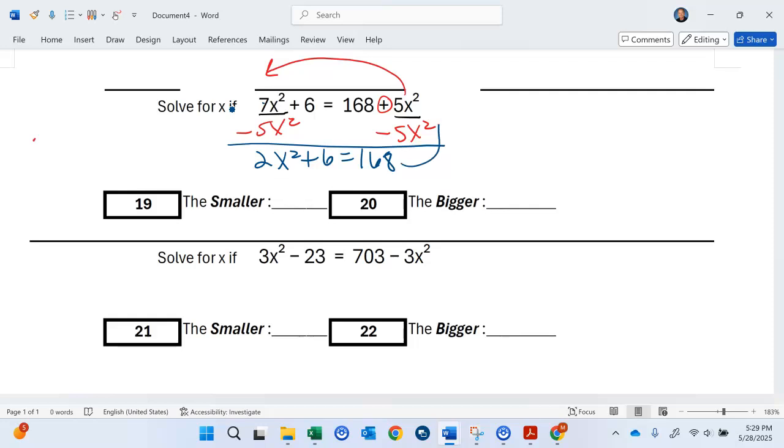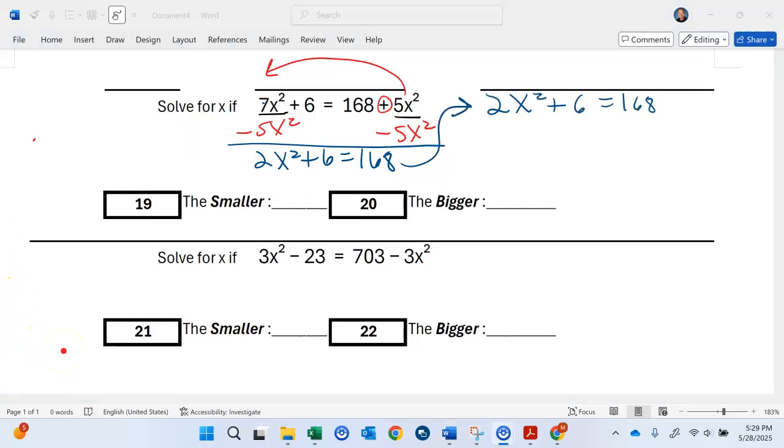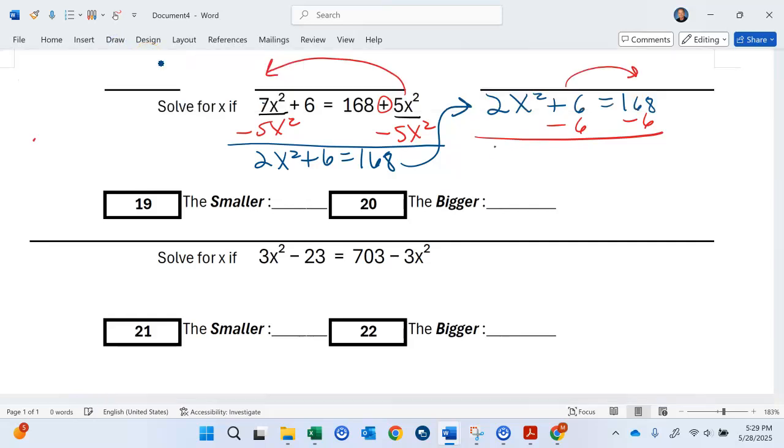Okay, so what do you think we do next? We got the x squareds on one side. Now we're going to get the constants, the numbers, on one side. So I'm going to move the 6 over there. It's being plus, so I go minus 6, minus 6. So 2x squared equals 162.